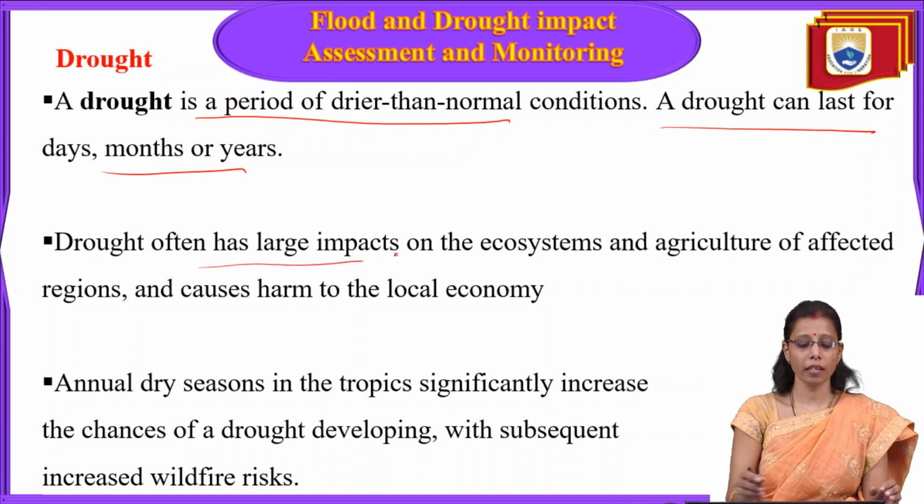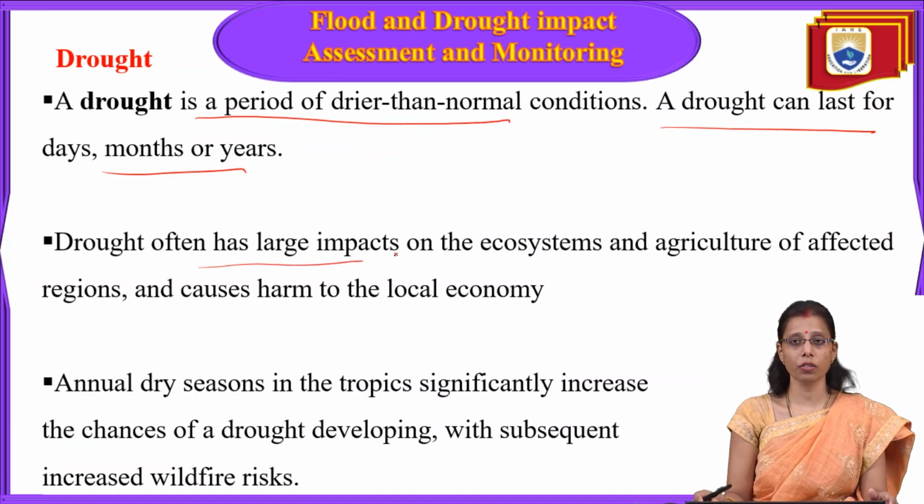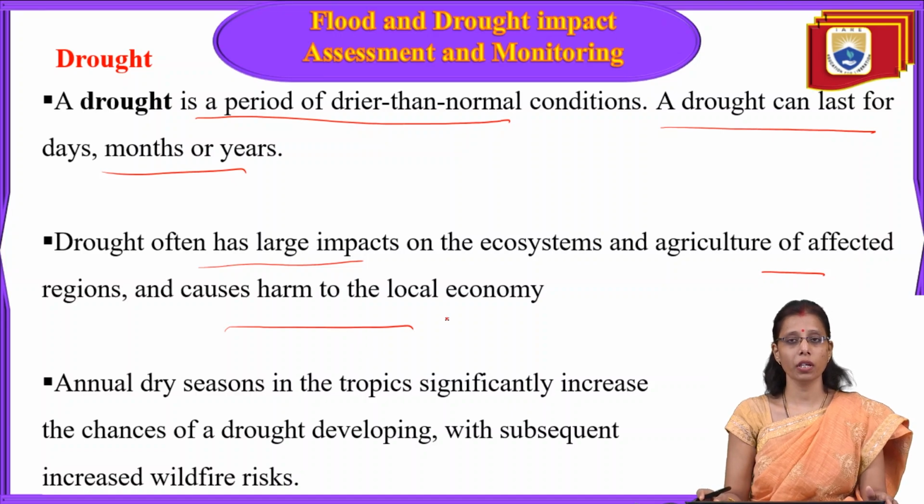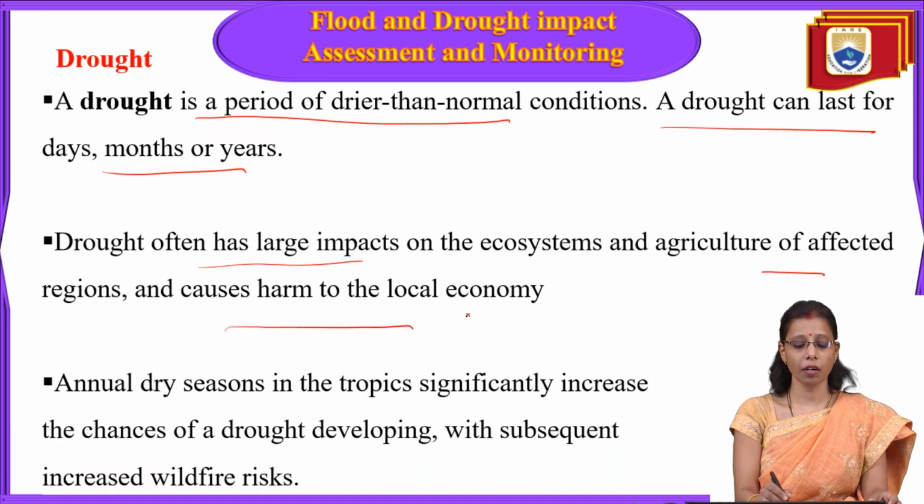So drought often has large impacts on the ecosystem. It has a strong impact on the ecosystem and agriculture of affected regions and causes harm to the local economy. It can even impact the ecosystems. The ecosystem may get dry due to less rainfall, and the migration of animals may occur, and agriculture will also be affected. There will be less productivity in such regions, and it will harm the local economy.